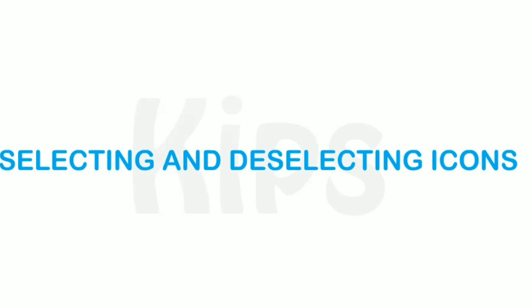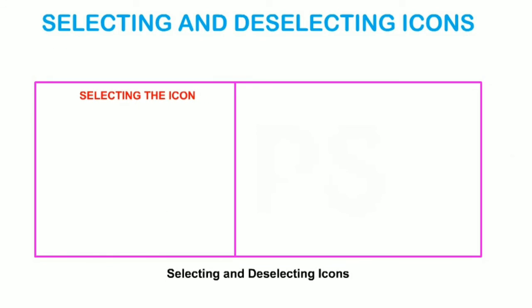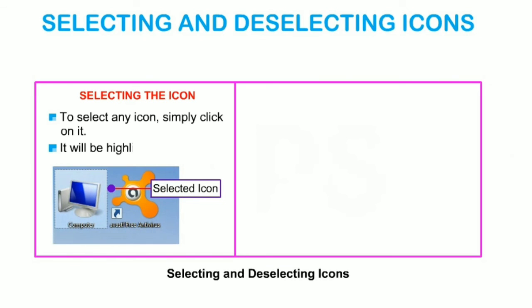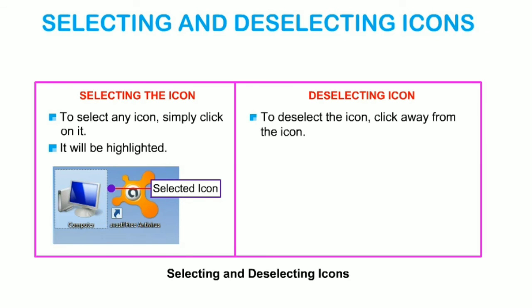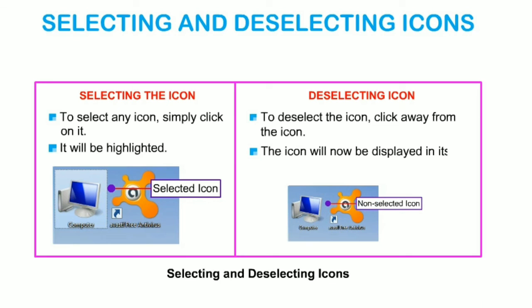Selecting and deselecting icon. Selecting icon. To select an icon, simply click on it. It will be highlighted. Deselecting icon. To deselect an icon, click away from the icon. The icon will now be displayed in its original form.